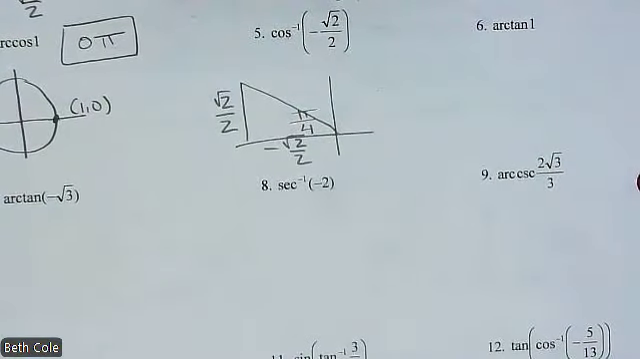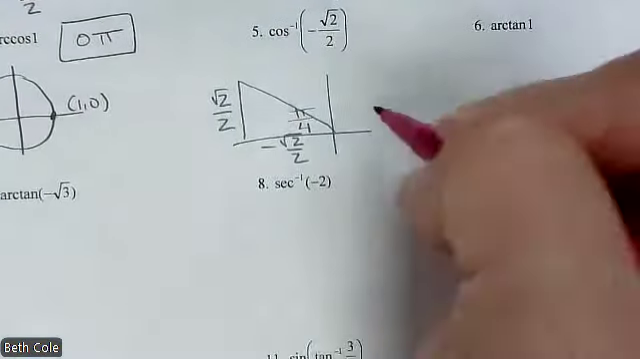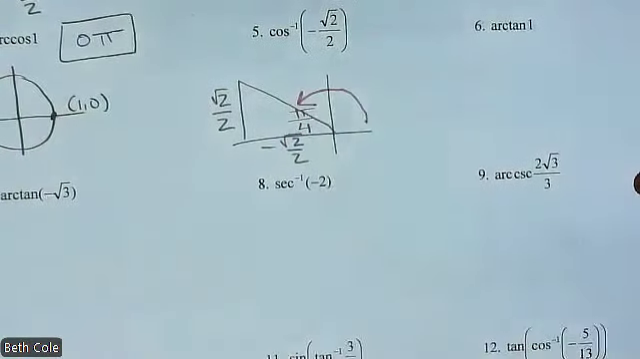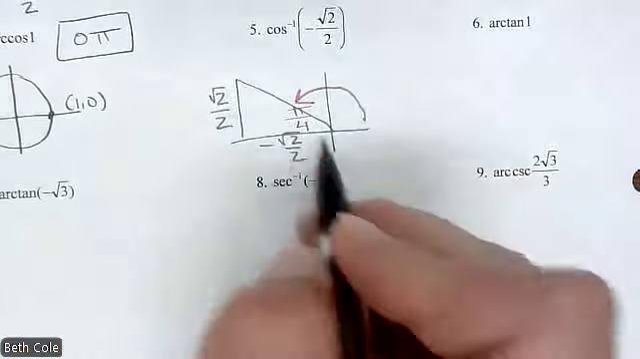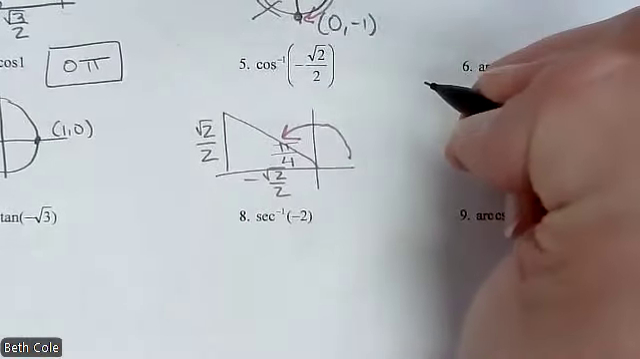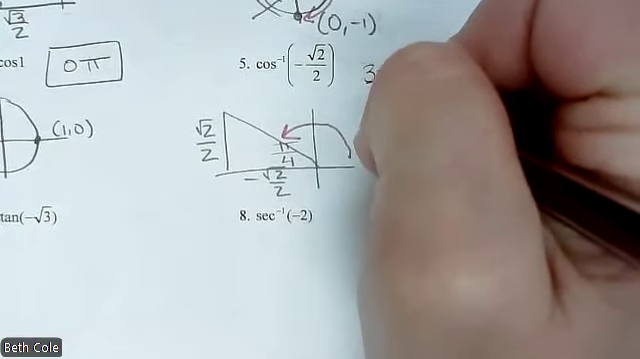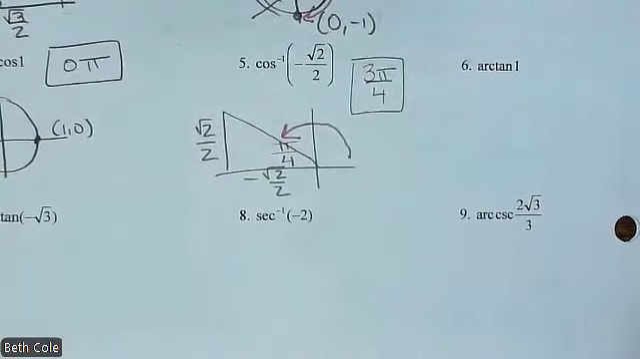Now listen, your answer is not pi over 4 though. It's how much you rotated to get there. So how far did we go to get there? Think about when you fill in your unit circle, what some of the options in quadrant 2 are. Good, 3 pi over 4 is your answer. It's how much you rotated.